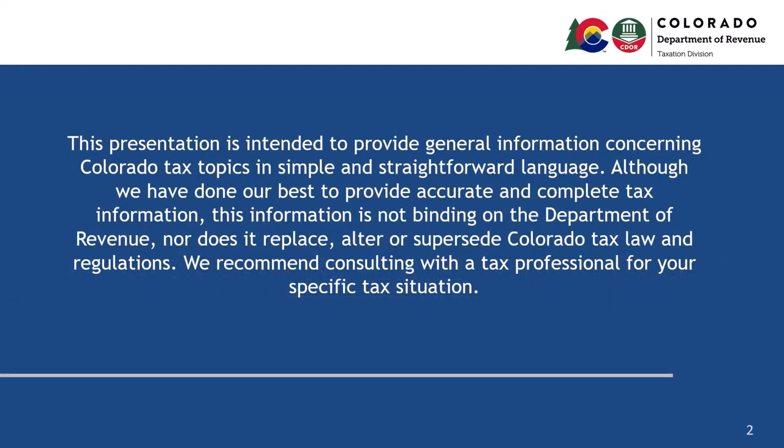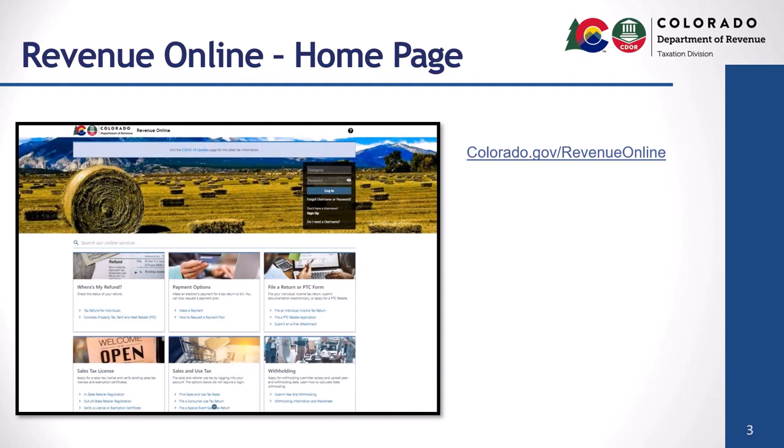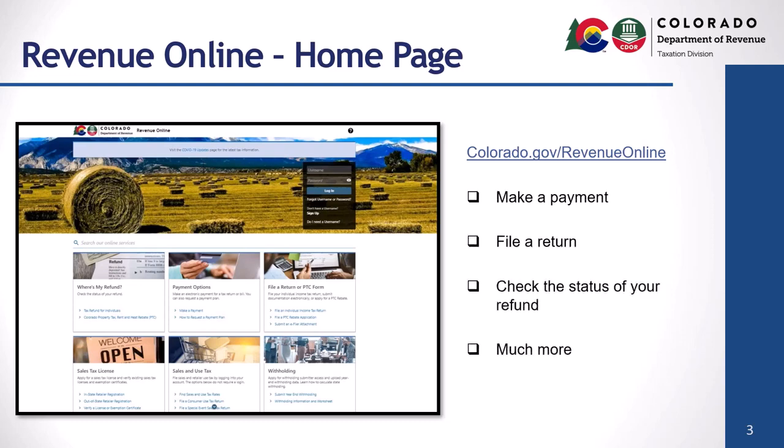The Colorado Department of Revenue aims to make complex tax information easier to understand. The information provided in this presentation will only address how to set up your Revenue Online access for an individual income tax account. Revenue Online is an administration portal that you can use to make a payment, file a return, check the status of your refund, and much more. Once you've filed a tax return with the Colorado Department of Revenue, you'll have the ability to set up access to Revenue Online.